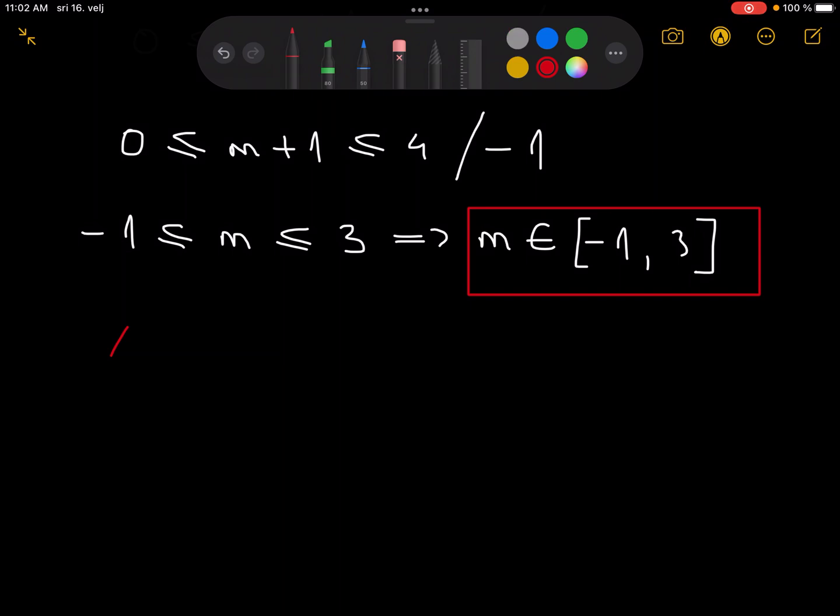So if x is equal to k times pi, m can be any number.